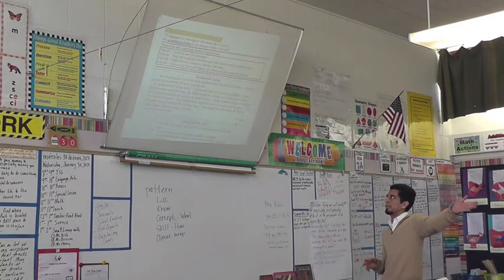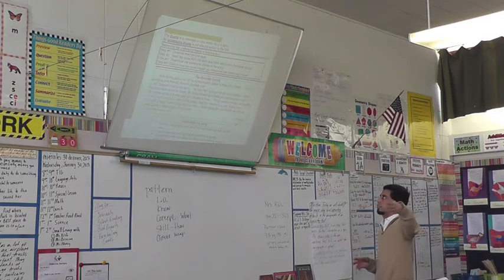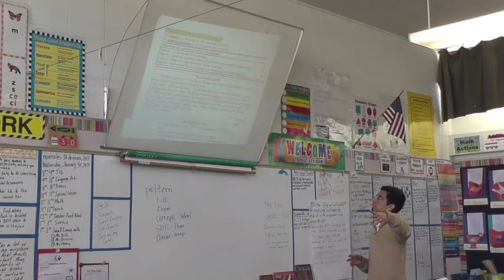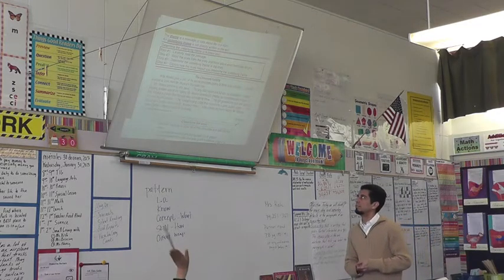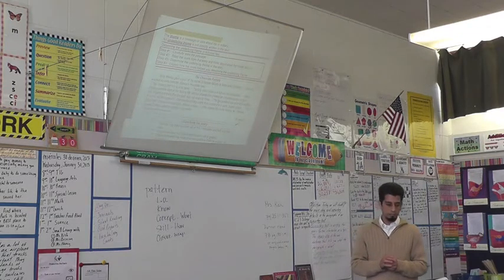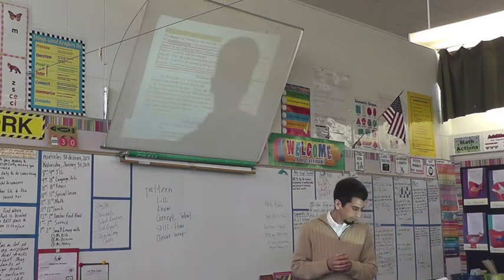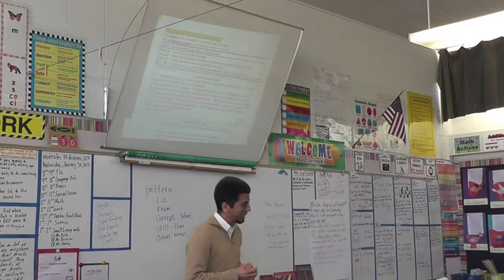Step 2. Read the clues from the story. And think about the clues. Oh, sorry, I messed up. Try it again. Step 2. Read the clues from the story. And think about what the clues tell you. Pretty good.